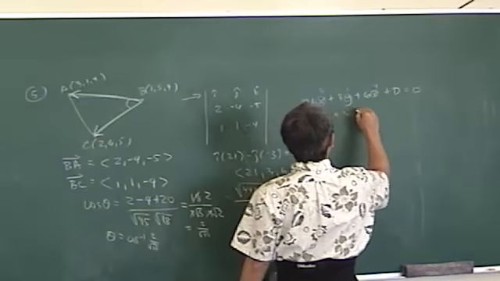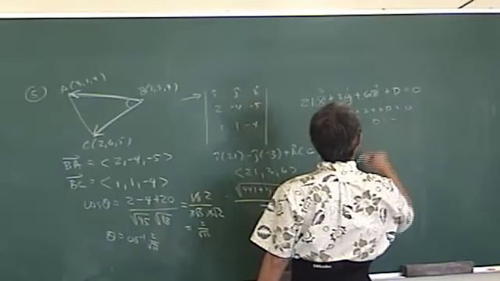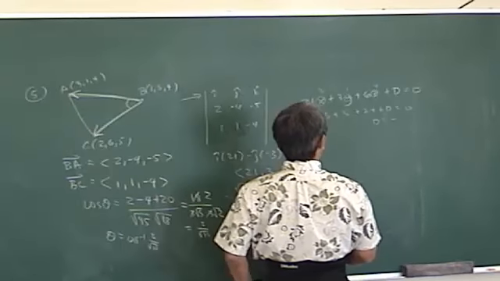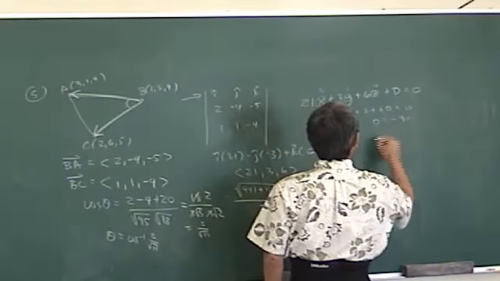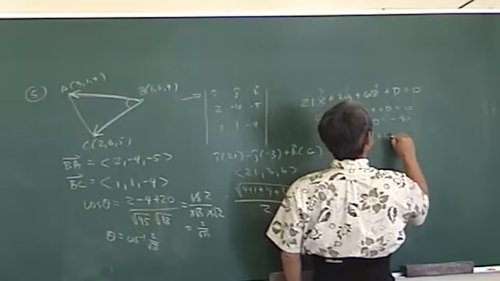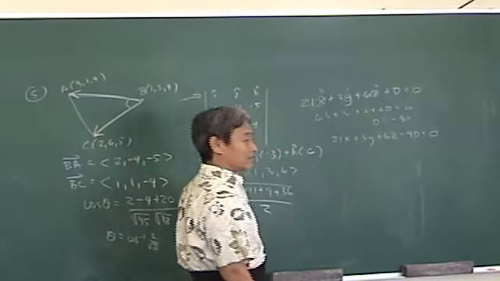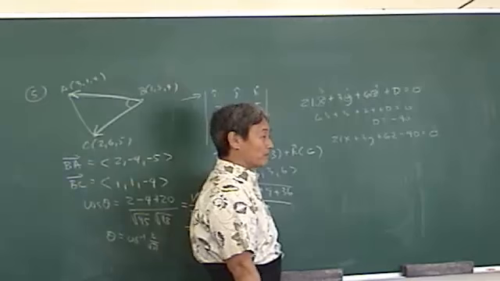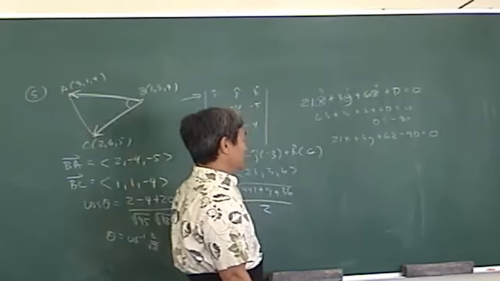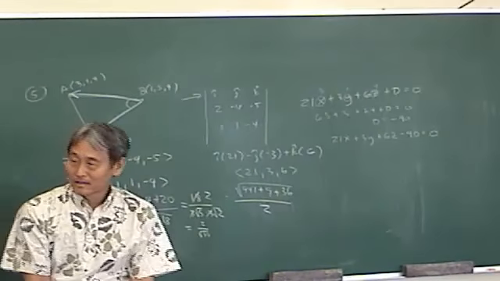63 plus 3 plus 24 plus d equals 0. So that means d equals negative 90. So 21x plus 3y plus 6z minus 90 equals 0. Box that, that's the answer. Because you can reduce by 3, right? Yeah, I think you guys can reduce by 3. Okay, next, 6, 7.